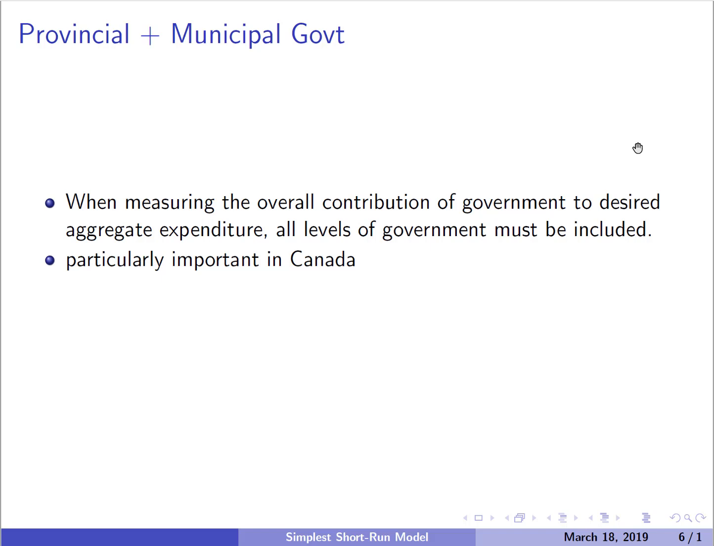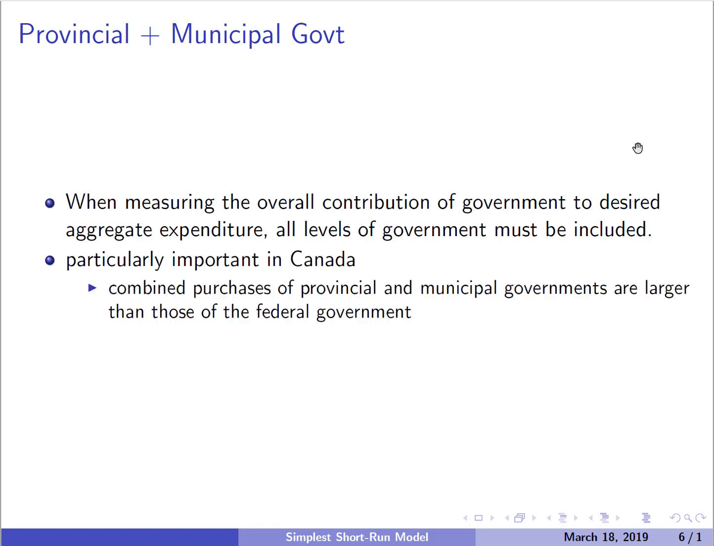And this is going to be especially important in Canada, in the sense that in Canada, health and education are under provincial jurisdiction for the most part, except in reserves. So it's going to be really important to think about that. Government purchases and spending are all these things added up. And so that's what this slide makes a point of.